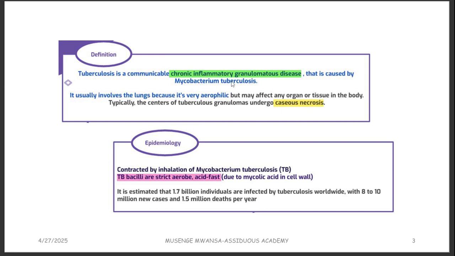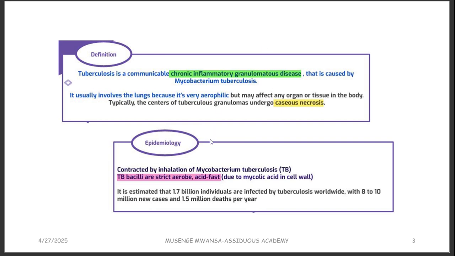Now this tuberculosis usually involves the lungs. Why the lungs very much? Because this bacteria loves oxygen a lot. It's actually aerophilic, and the lungs have a lot of oxygen. It can of course affect other organs, but that's why it's much more common on that side.